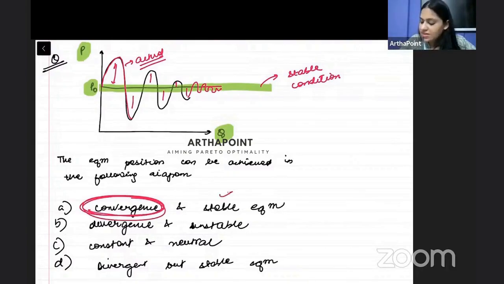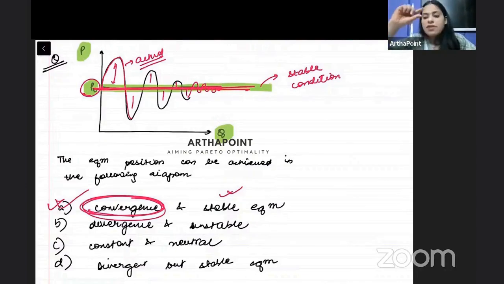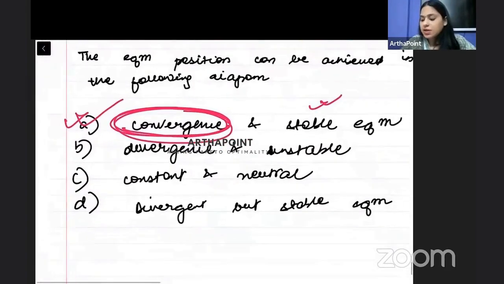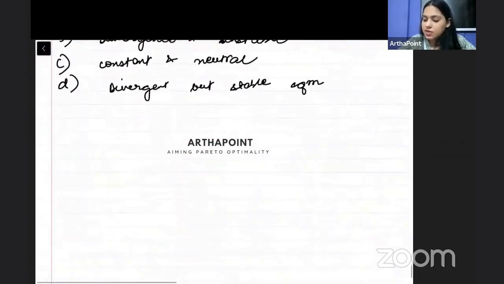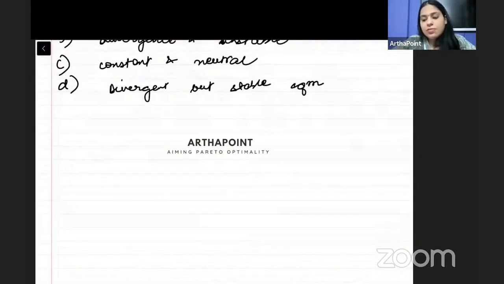ठीक है, और at the same time मैं अपने P naught की तरफ भी जा रही हूं. So the correct answer, whoever has mentioned A is correct. The correct answer to this question should be convergence and stable equilibrium. हम धीरे धीरे इस स्टेबल इक्विलिब्रियम की तरफ बढ़ रहे हैं और हमारा गैप भी कम होता जा रहा है. Our gap is also falling. तो मतलब ये कन्वर्जेंट और एक स्टेबल इक्विलिब्रियम होगा. This will be a convergent and stable equilibrium. That will be the answer to this question. Clear बेटा? ठीक है बेटा.